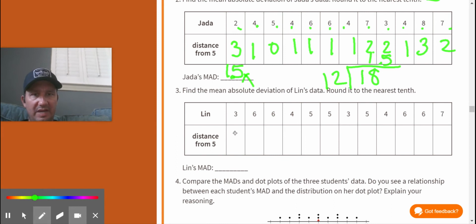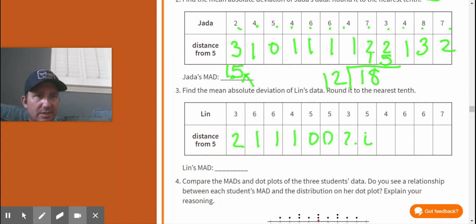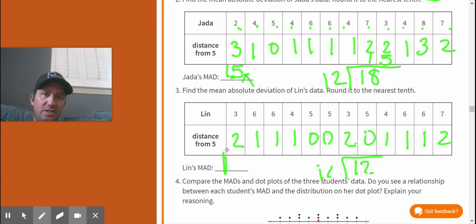And the distance from 5 again, because the mean was 5, is 2, 1, 1, 1, 0, 0, 2, 0, 1, 1, 1, 2. So we're going to add all these together. 2, 3, 4, 5, 6, 7, 8, 9, 10, 11, 12. Divide that by the 12. Our mean absolute deviation is 1.